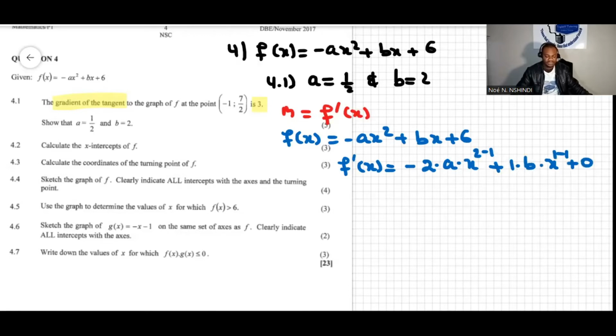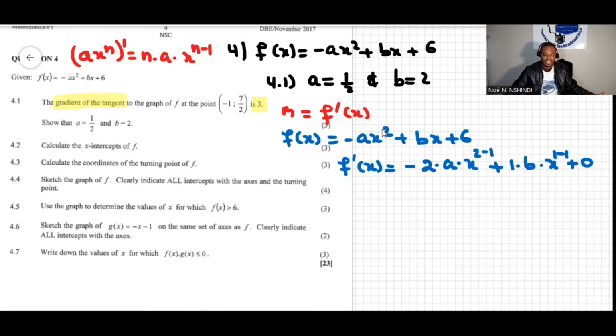Why am I saying that? Just because the derivative of a x to the power of n is equal to n times a times x to the power of n minus 1. So first, the exponent gets down, and then we have n times a times x to the power of n minus 1. Over here, negative a x to the power of 2, n is 2, and a is the coefficient of x squared.